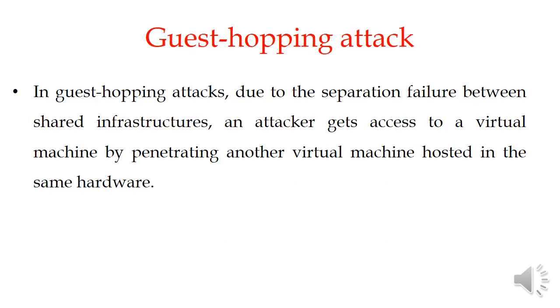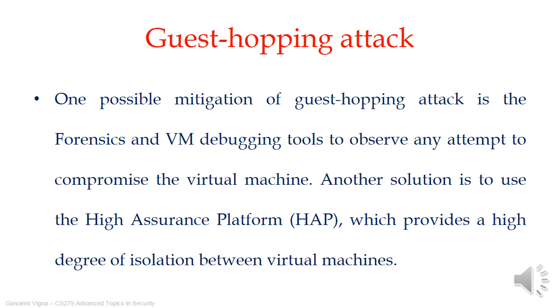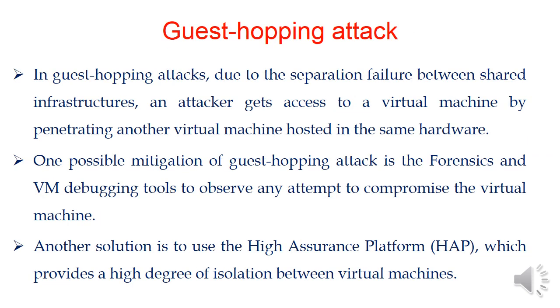In a guest hopping attack, due to the separation failure between shared infrastructure, an attacker gets access to a virtual machine by penetrating another virtual machine hosted on the same hardware. One possible mitigation of a guest hopping attack is to use forensics and VM debugging tools to observe any attempt to compromise the virtual machine. Another solution is to use the high assurance platform, HAP, which provides a high degree of isolation between virtual machines.